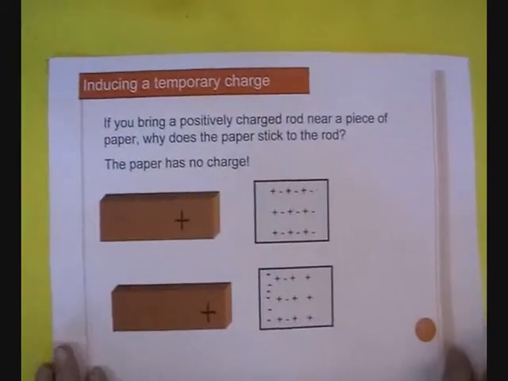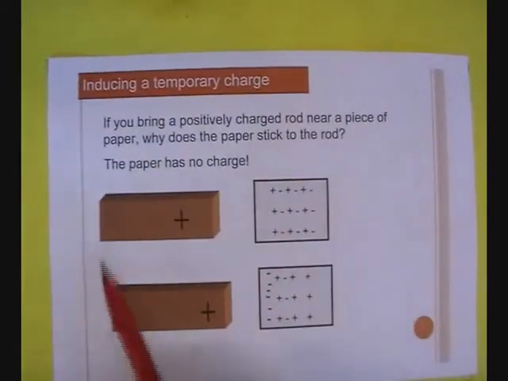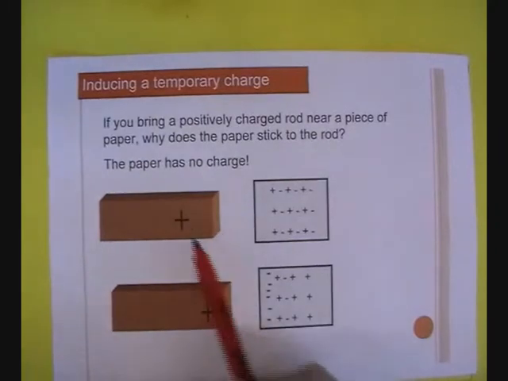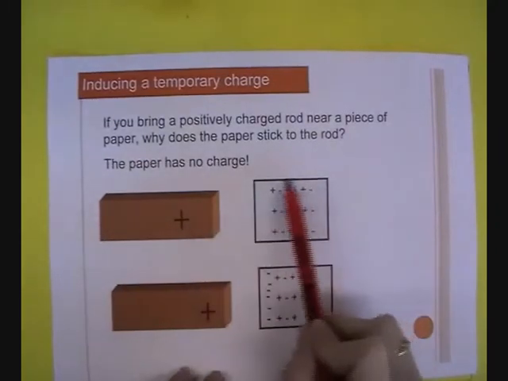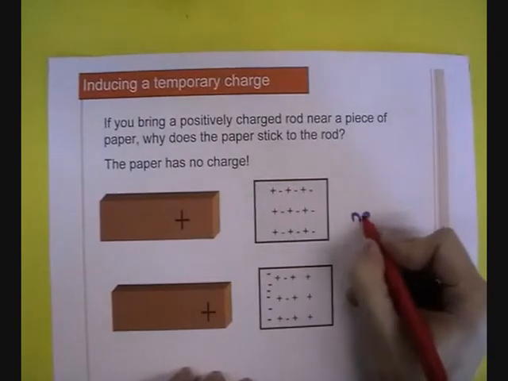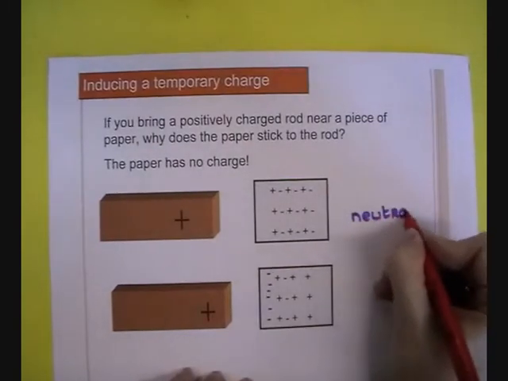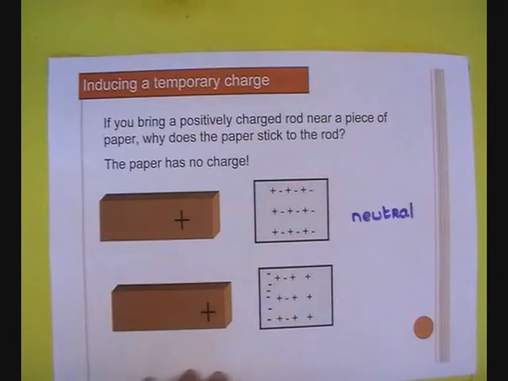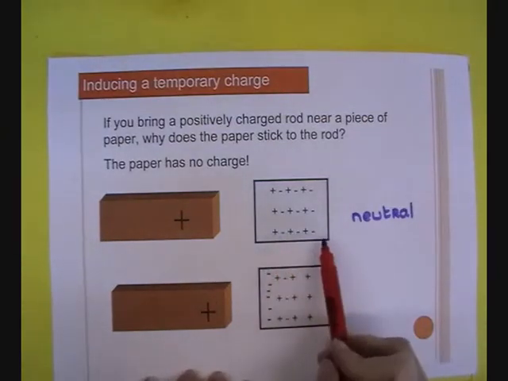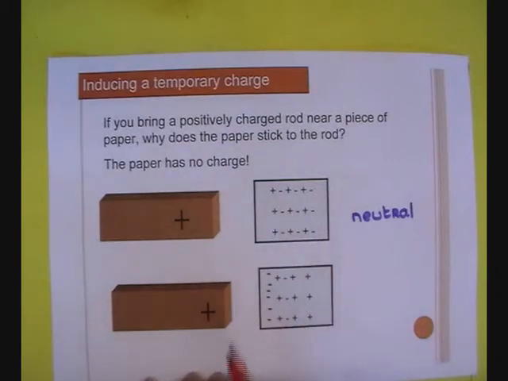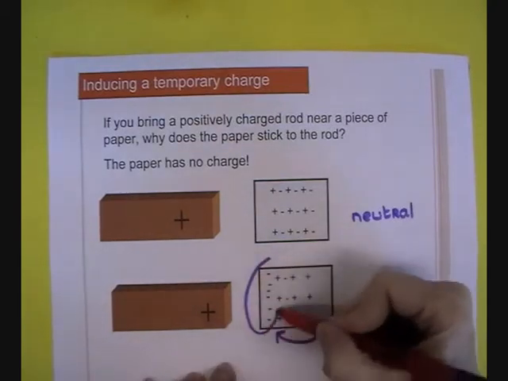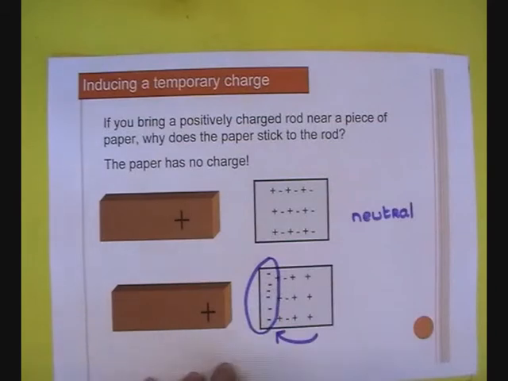And the last bit in this section, inducing a temporary charge. This time, if you have a positively charged object and you bring it up to your neutral piece of paper, remember it's very, very important you explain that it's the negative charges that move. It's very tempting to say, oh, the positive charges are repelled. They're not. The positive charges can't move. And so it is the electrons which are attracted over to this edge, which leaves it overall with a negative charge, and negative and positive attract.